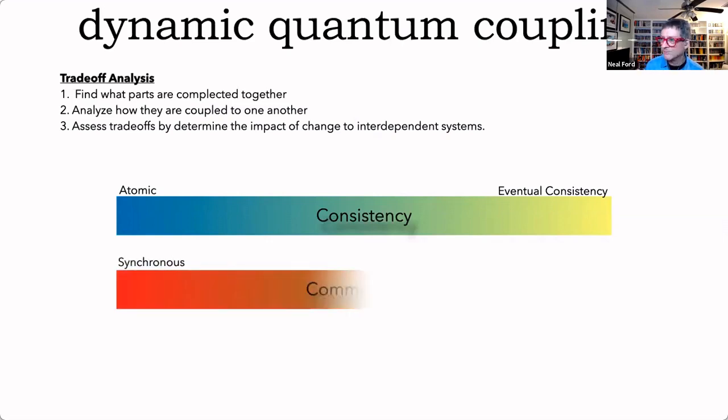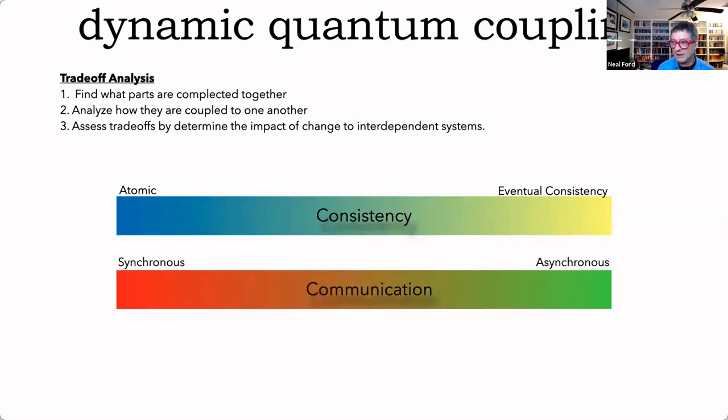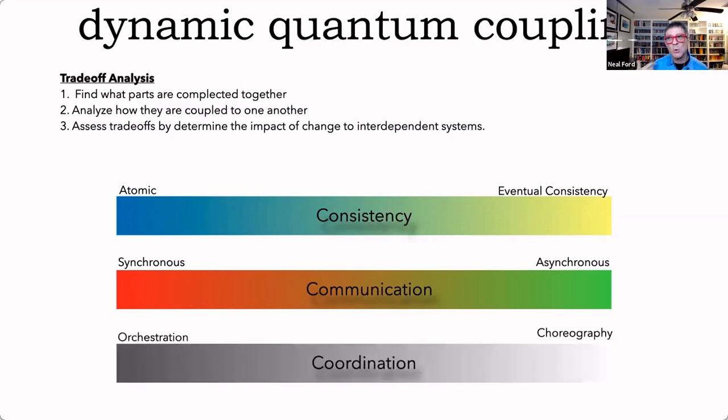The second force is communication. Is it synchronous or asynchronous? And this is basically a binary, one or the other. And notice that if I'm talking about synchronous versus asynchronous communication, atomicity is much easier with synchronous than it is with asynchronous. So see how they're coupled together. That's how I define these things, that if I change this, it has an impact on this other one. And the third force is coordination. Am I using orchestration or am I using choreography?